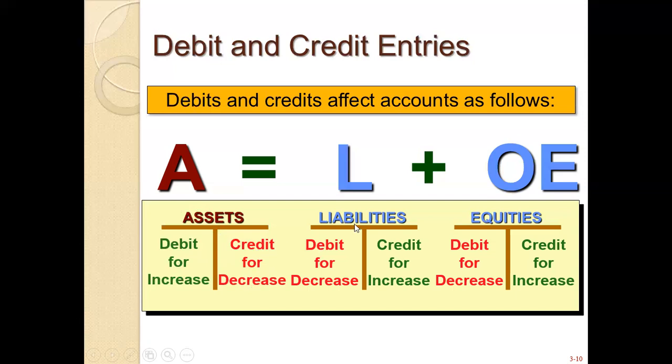Class, similarly, liability and owner's equity are by default credit. So an increase in liability or an increase in owner's equity will be recorded on the credit side. Similarly, whenever liability and owner's equity decrease, we write it on the debit side.